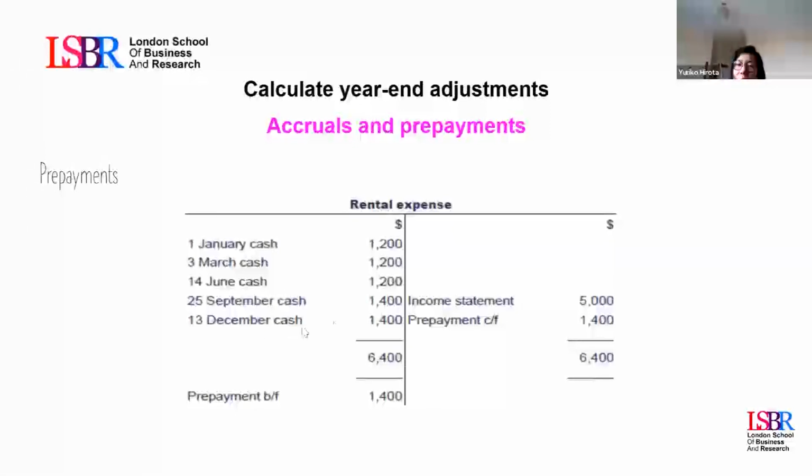So imagine that we are in November. The prepayment would be only for the month of December. Or if we are in March, the prepayment will be June, September, or December. So prepayments are the payments that we have done, but the time hasn't passed. So we need to recognize this as a prepayment.